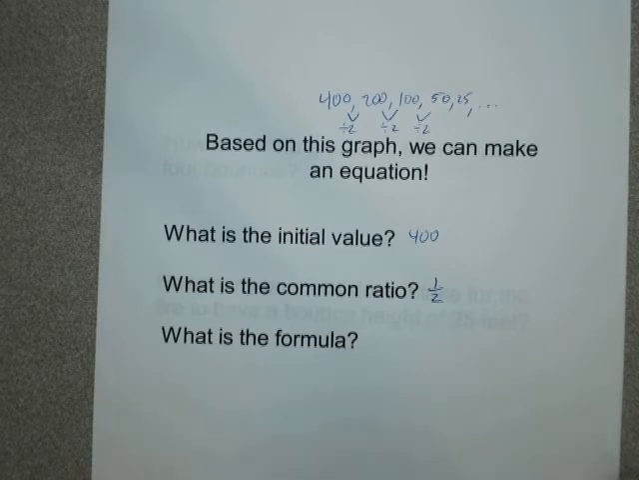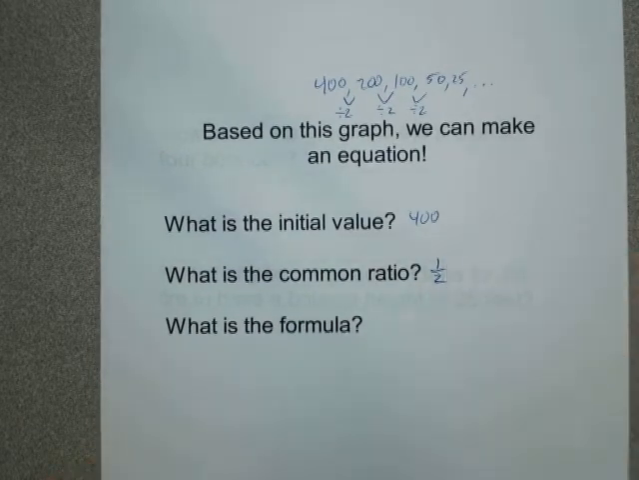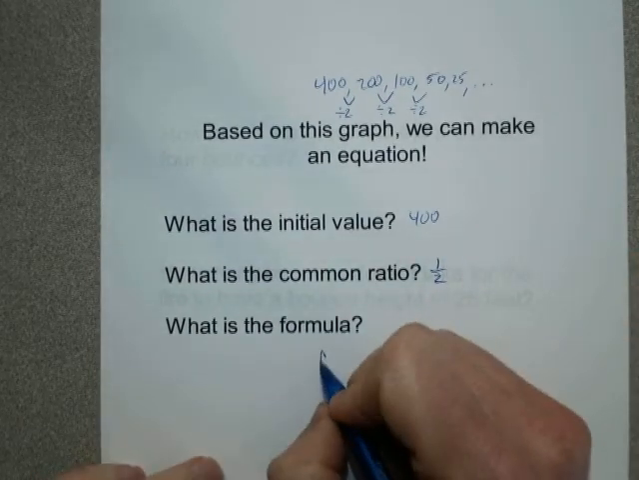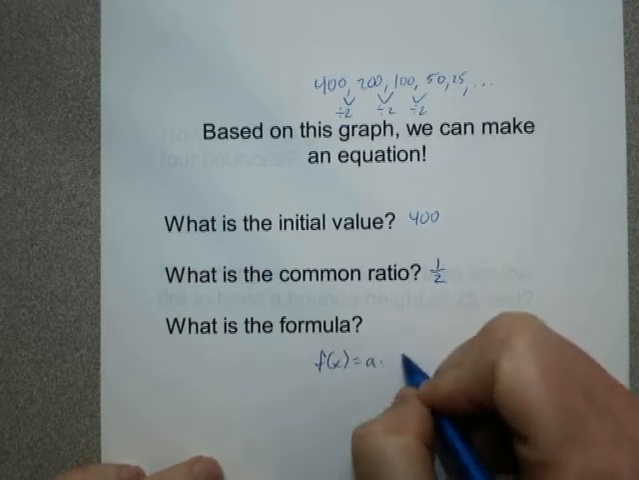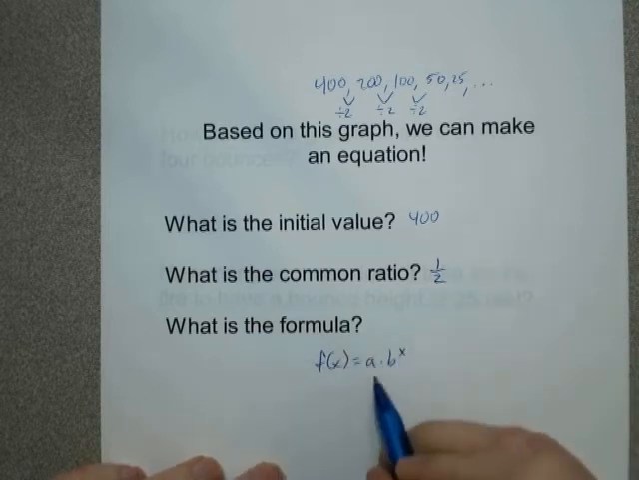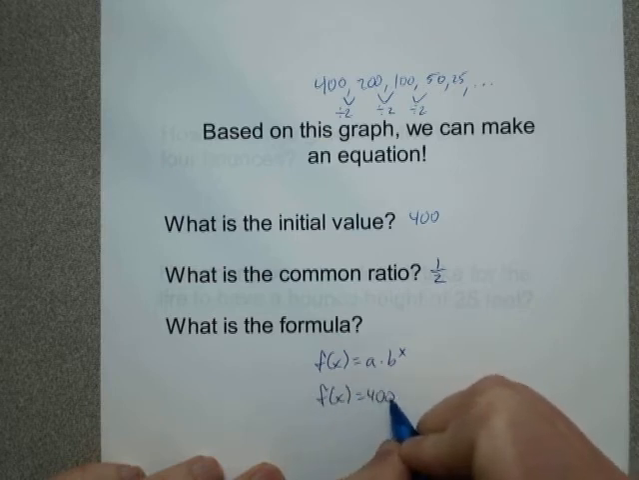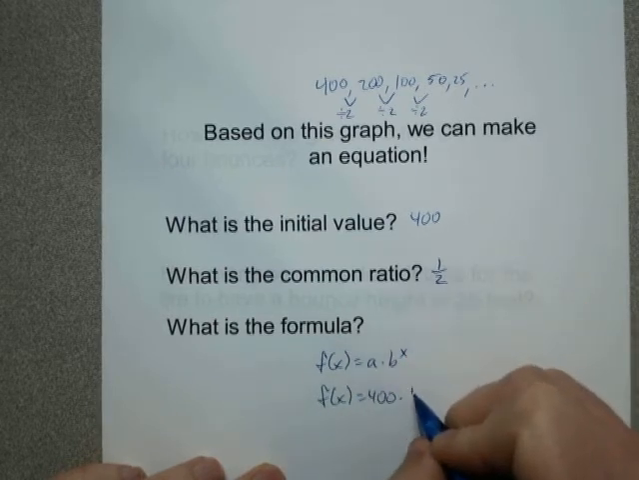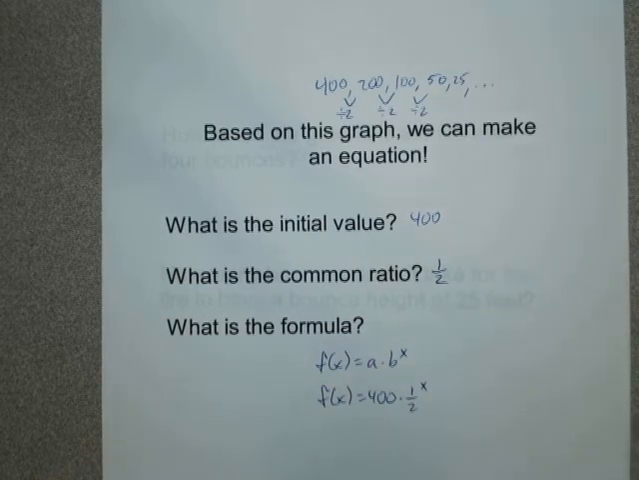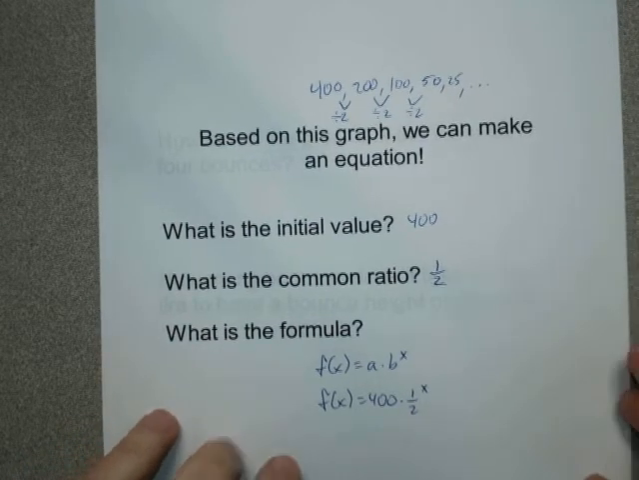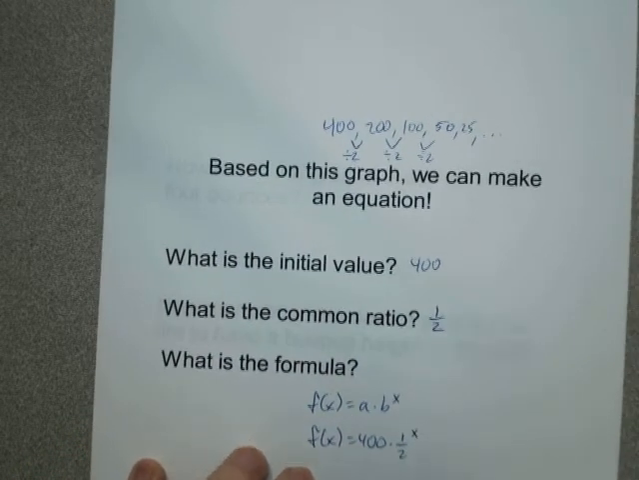Well, if we know the initial value and we know the common ratio, we know the formula, because the formula is f of x equals a times b to the power of x. A is the initial value, so f of x equals 400. B is the common ratio, and we get f of x equals 400 times 1/2 to the power of x. And we have our exponential function, which is great because now we can answer all kinds of questions about this.